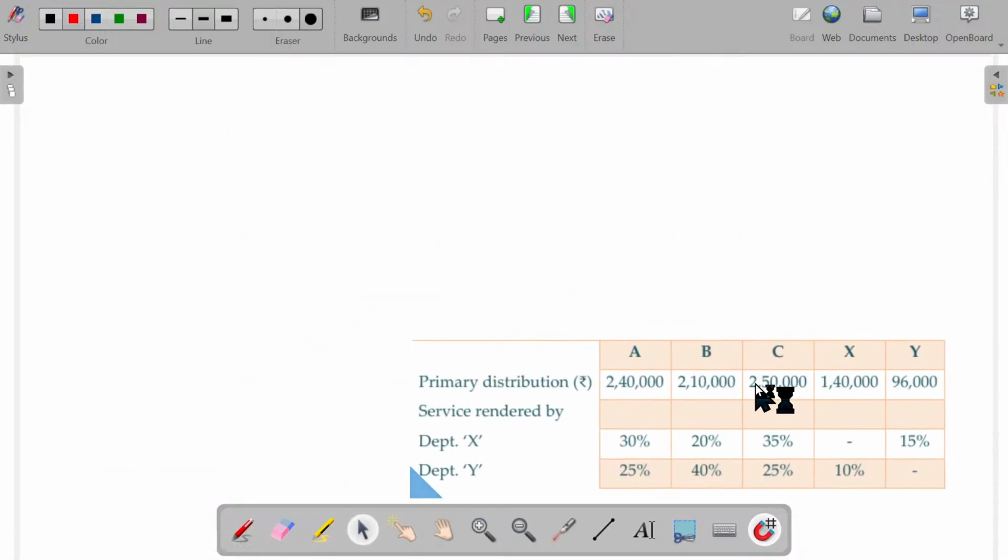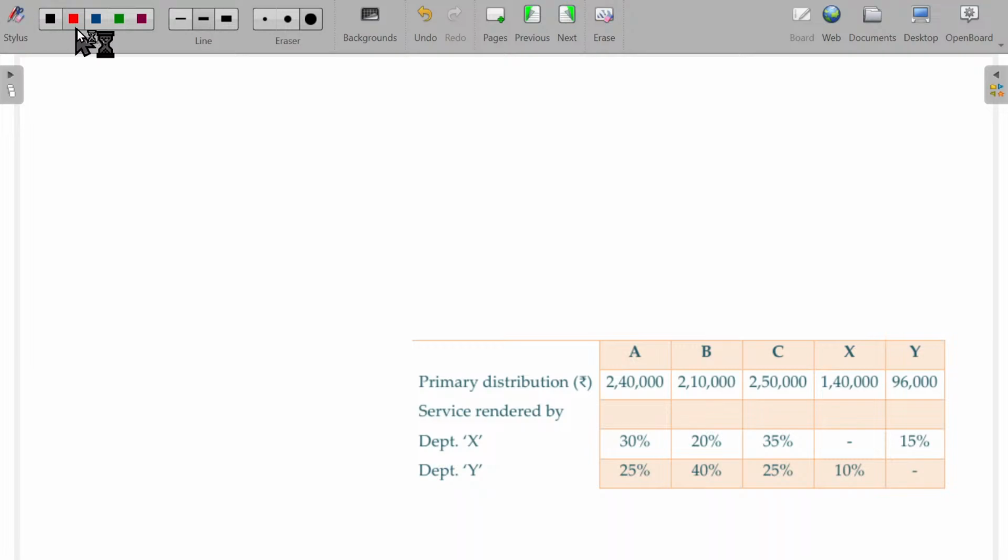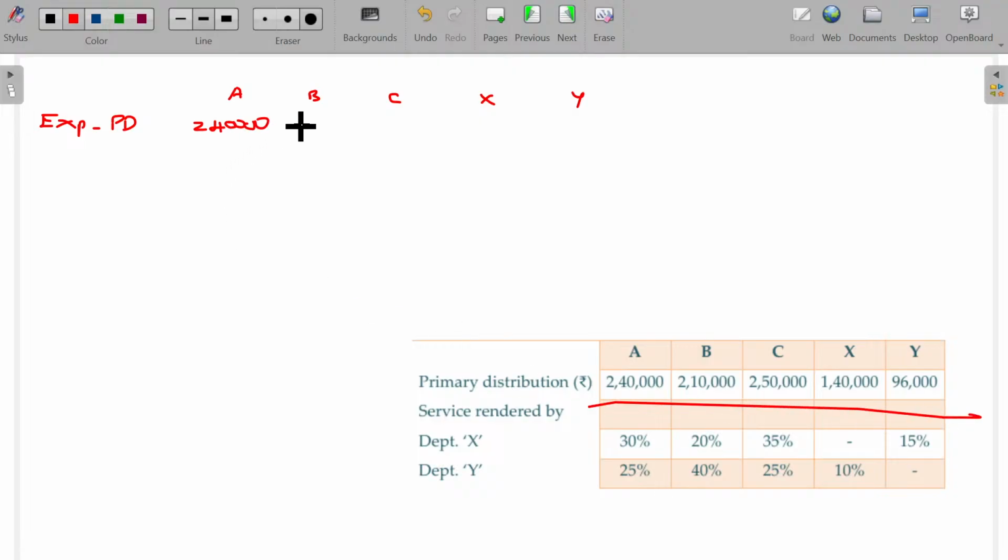Now, A, B, C, X and Y. Expenses as per the primary distribution: 2,40,000, 2,10,000, 2,50,000, 1,40,000, 96,000.